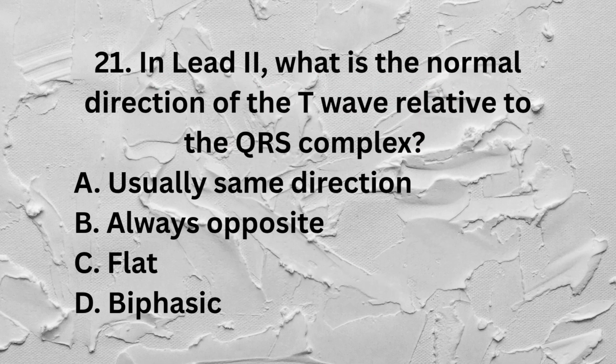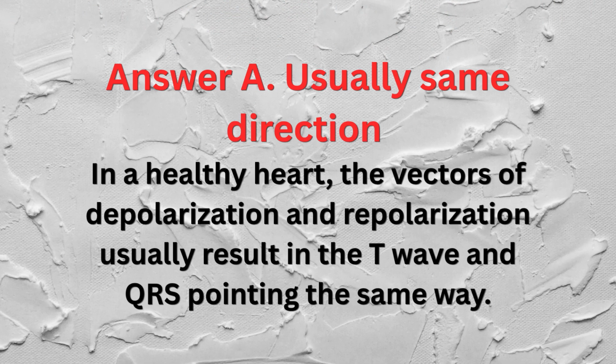21. In lead 2, what is the normal direction of the T wave relative to the QRS complex? A. Usually same direction. B. Always opposite. C. Flat. D. Biphasic. Answer A. Usually same direction. In a healthy heart, the vectors of depolarization and repolarization usually result in the T wave and QRS pointing the same way.